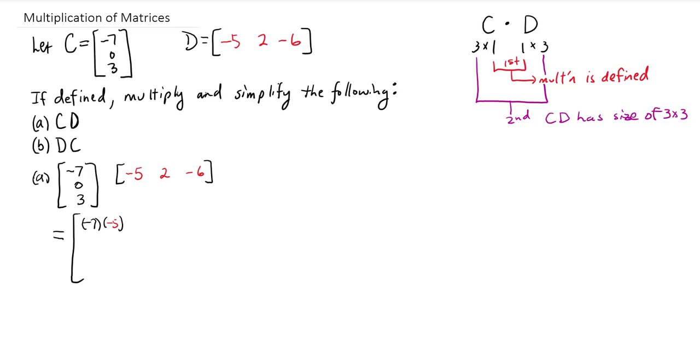So how do we get the 1, 2 entry? Well, we need the first row in matrix C, and then we want to multiply to the second column of matrix D. In this case, we have negative 7, and then times 2. And if we do the 1, 3 position, we'll also have negative 7, but it will be multiplied to negative 6.